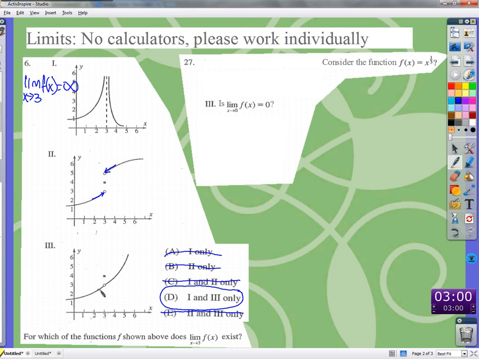3 works. It's approaching the same value on the right and the left. So it must be 1 and 3. Definitely not 2 and 3, but we could say it's infinity, quote unquote. Okay?